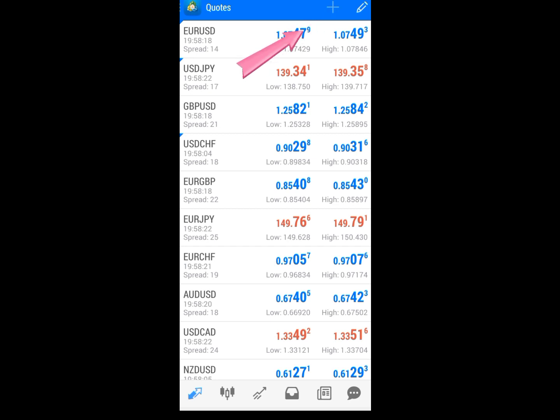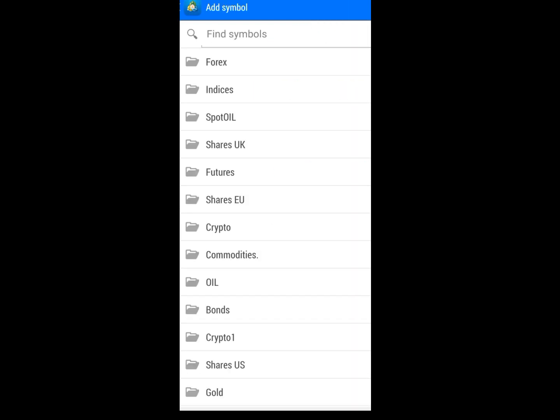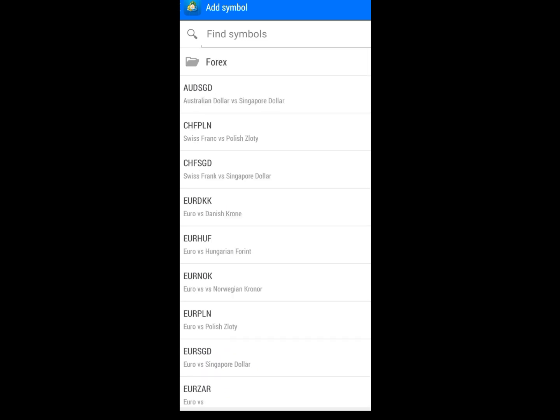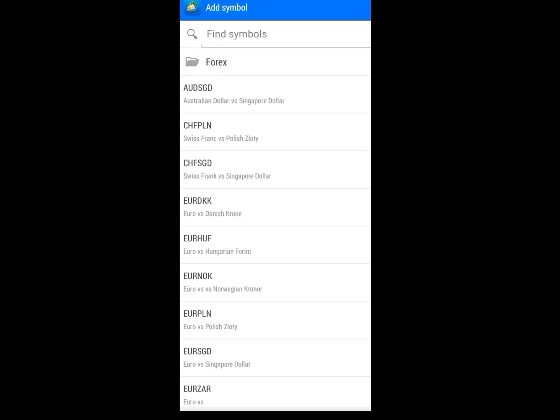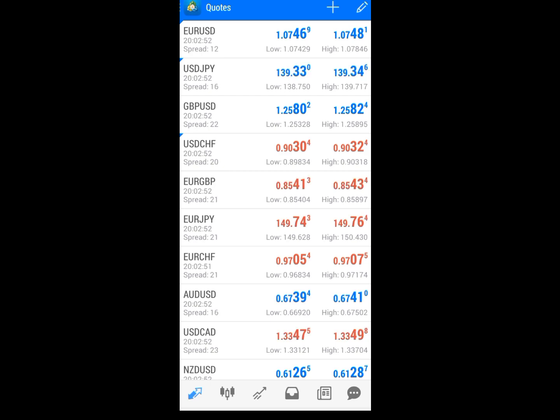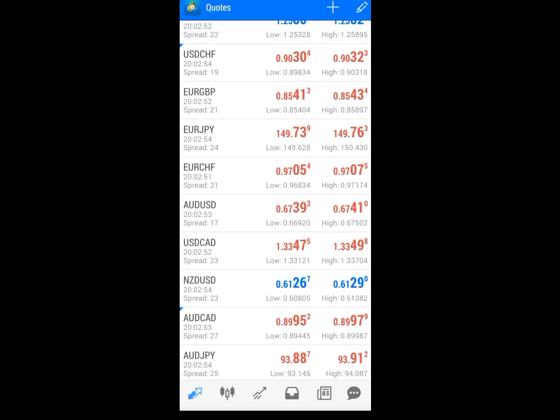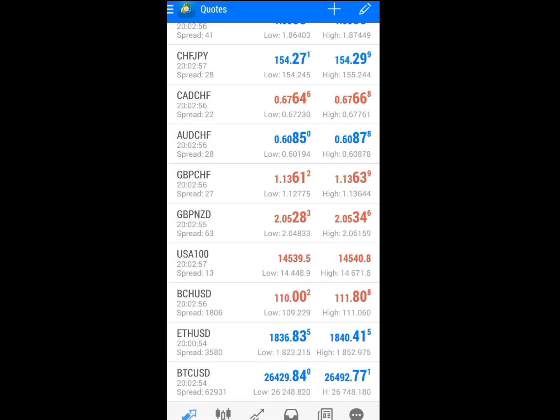Just tap on it, then you're going to see different subsets of the instruments that are available to you. You see forex here, you can tap on it. You see AUD SGD, the Australian dollar to Singapore dollar, CHF, you can see each of them. Ordinarily you would see something like Euro USD, but I've already added them here: Euro USD, USD JPY. Each of these are the pairs I actually look at almost every day.